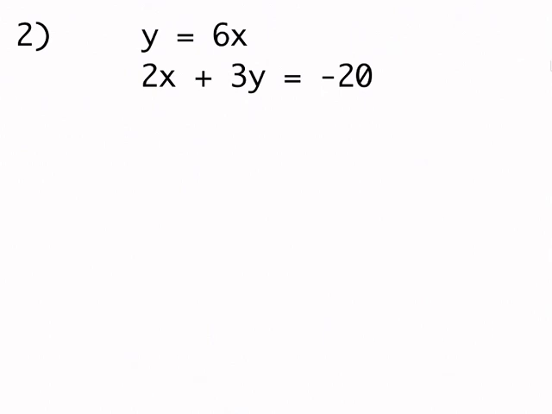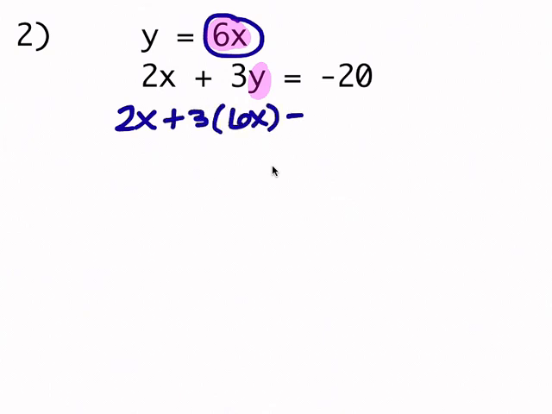Okay, so remember, we want to make sure we have a variable by itself, so either x equals or y equals, and I do right here. I know that y is equal to 6x. So I'm going to take this 6x, because y is 6x, and replace this y with 6x. I'm going to take this guy out and replace it with 6x. So 2x plus 3y equals negative 20 becomes 2x plus 3, and instead of y, I'm going to replace y with 6x, equals negative 20.